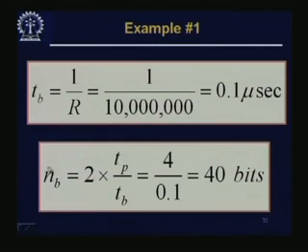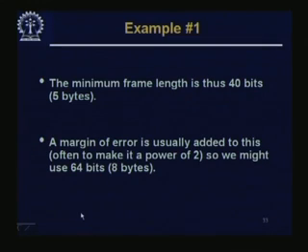So, the minimum number of bits the frame must have is 2 Tp, the round trip propagation delay, divided by Tb, which is 4 divided by 0.1, which is 40 bits. Okay. So this calculation brings us to 40 bits. Of course, as I said, the minimum size is much bigger than 40 bits, and we will see why. So the minimum frame length is thus 40 bits or 5 bytes. A margin of error is usually added to this, often to make it a power of 2. So we might use 64 bits or 8 bytes.